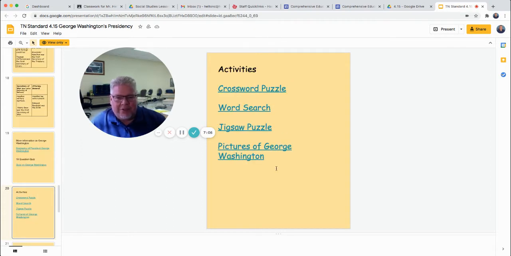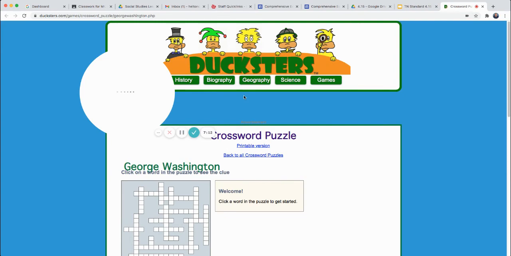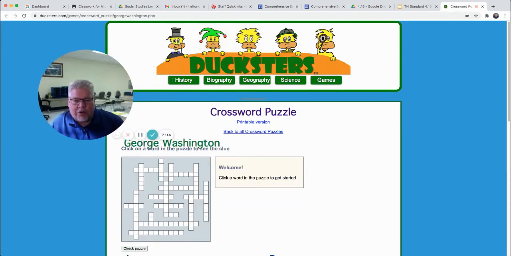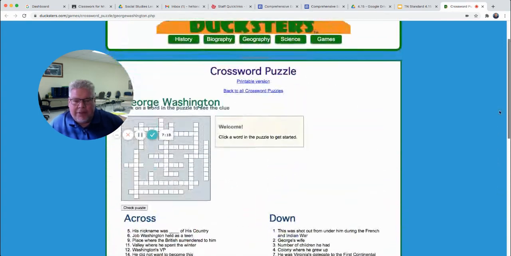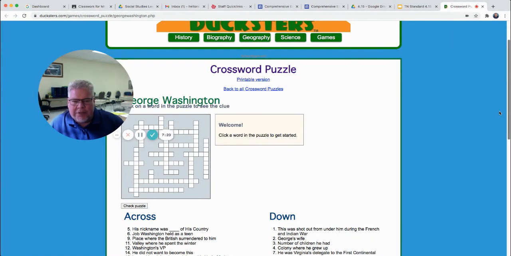And then here's a page you'll have some fun with. You can click on these links and go to these. There's a crossword puzzle. Now, it'll tell you how to do this. So click a word in the puzzle to get started.